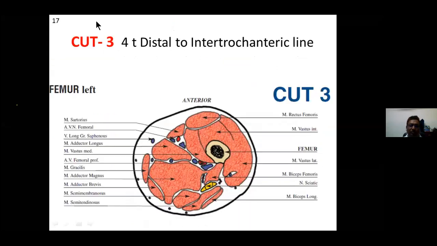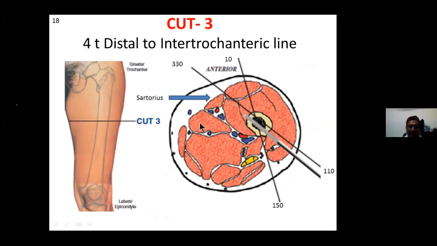Now cut three, it is 4T distal to the intertrochanteric line. The femoral vessels are lateral to the femur under cover of the sartorius. This is the femoral vessels. The sciatic nerve lies posterior to the femur under cover of the biceps. In this area, this is the sartorius, and under the sartorius there are the femoral vessels. Wires here are placed from 110 to 330 degrees, and a second wire can be placed from 10 to 150 degrees.